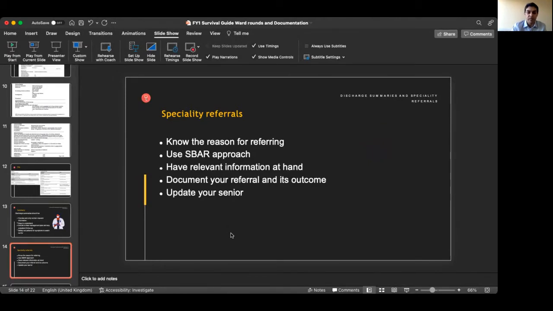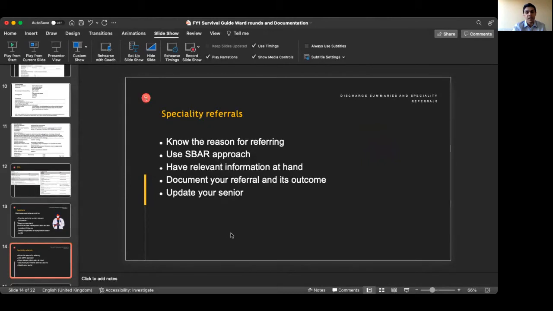Then, when explaining to the other specialty why you want their opinion, it's important to use the SBAR approach, which you would have learned in medical school. I'll speak more about the SBAR later on, but I won't go into too much detail because you would have a wealth of experience with it, having been taught in medical school with your OSCEs and all.